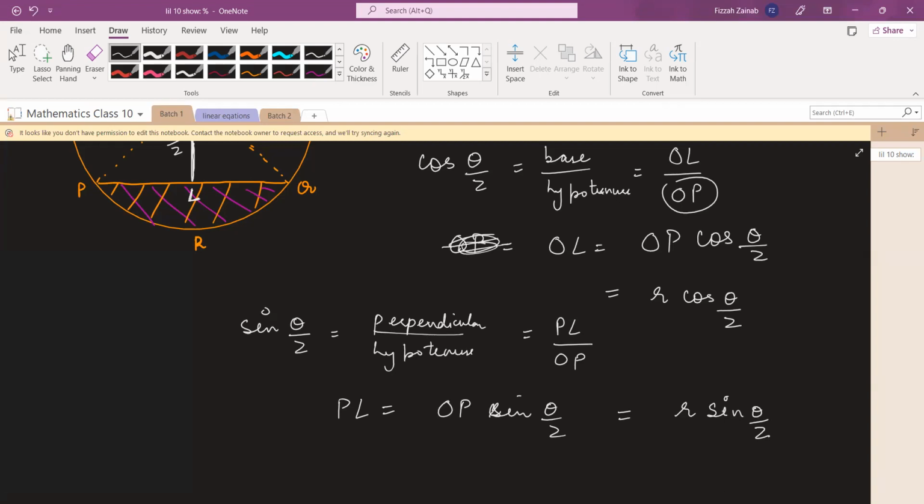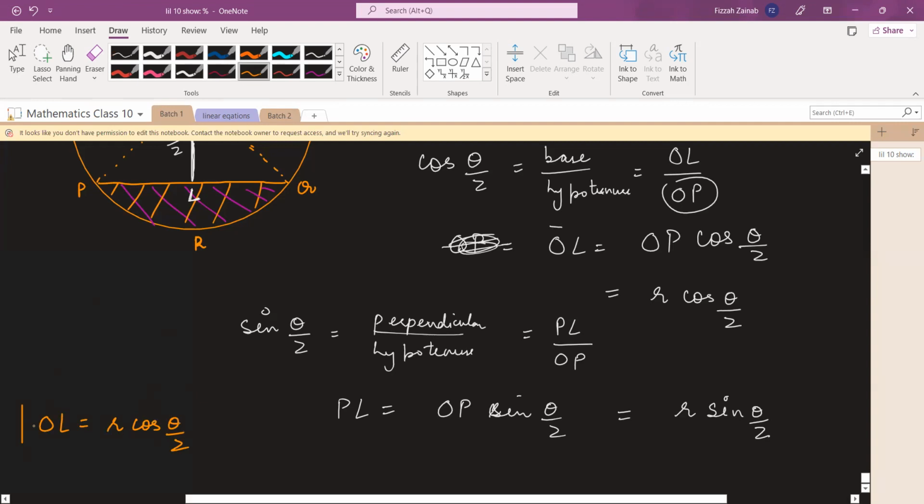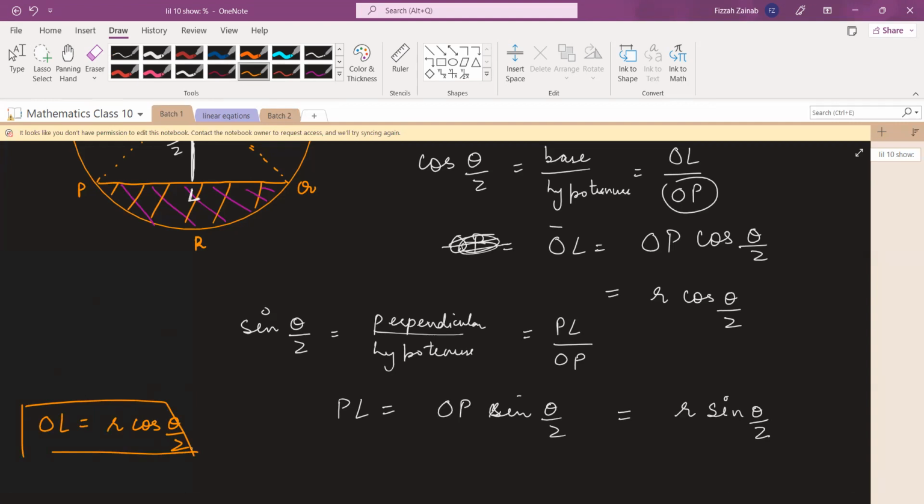So now exactly what I have got, I have got OL. Let me just write it again. OL is R into cos theta by 2. At least this one thing I have got. This is the height of the triangle OPQ, which is equal to OL. Clear?